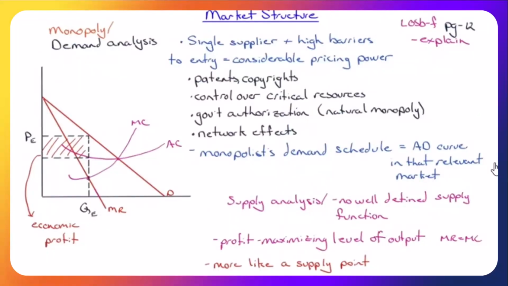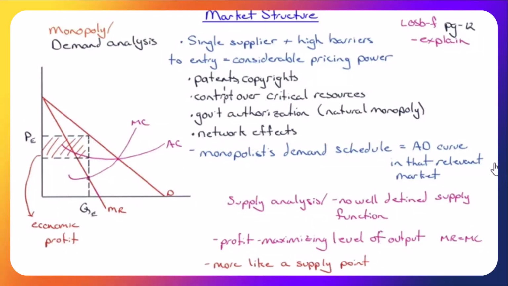Well, let's move on to our last market structure here, monopoly, and look at demand analysis. Actually, we'll combine supply and demand analysis into one graph. We have seen this before. I introduced this back in monopolistic competition, except now for monopoly, it is the only supplier, period. So we have a single supplier and high barriers to entry. That means there is considerable pricing power.